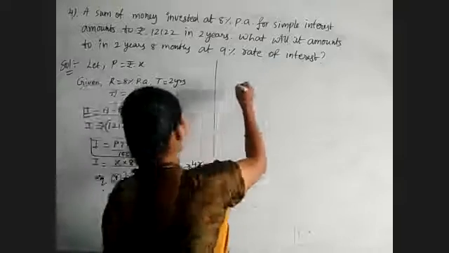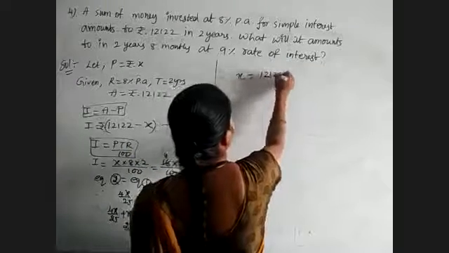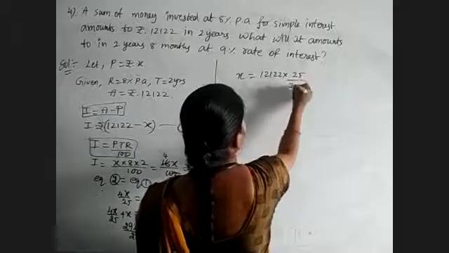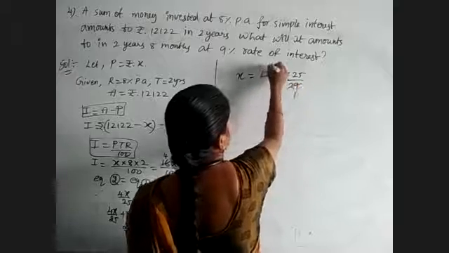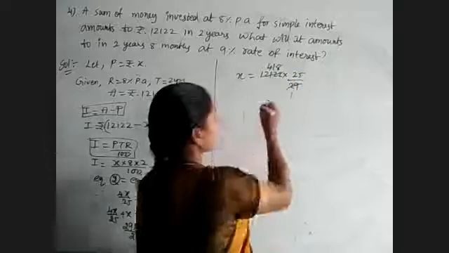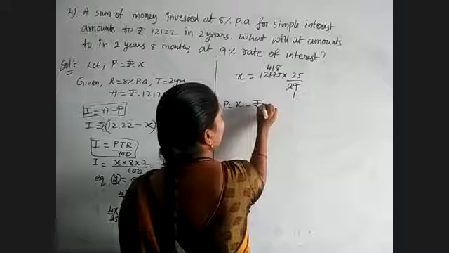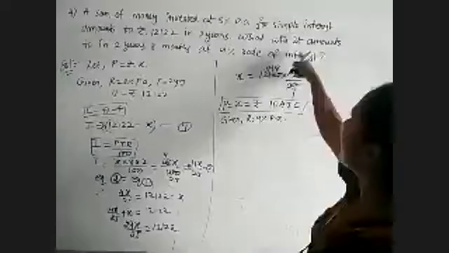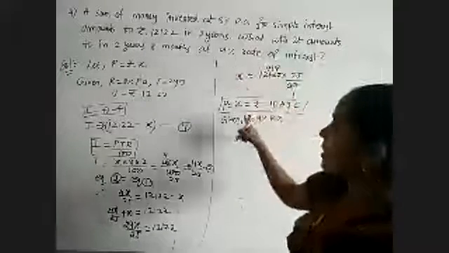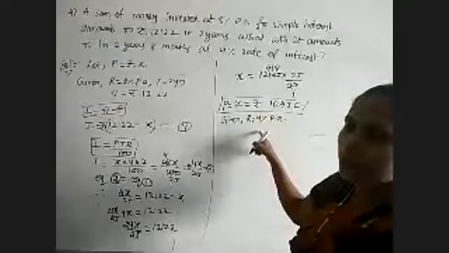So x will be equal to 12,122 into 25 by 29. So 29 ones are 29, 4 18s are, we are getting this, just now we did. And so x value will be equal to 10,450 after the calculations. We got this answer. And now for the second condition, they are given R equal to 9% per annum. What will amount, means amount value we need to find.